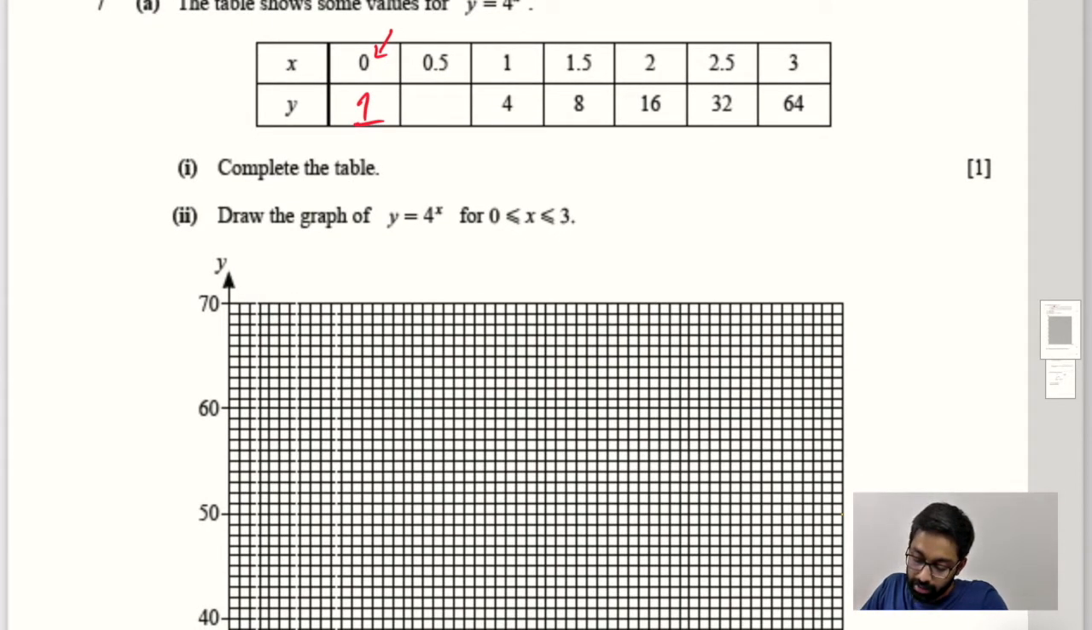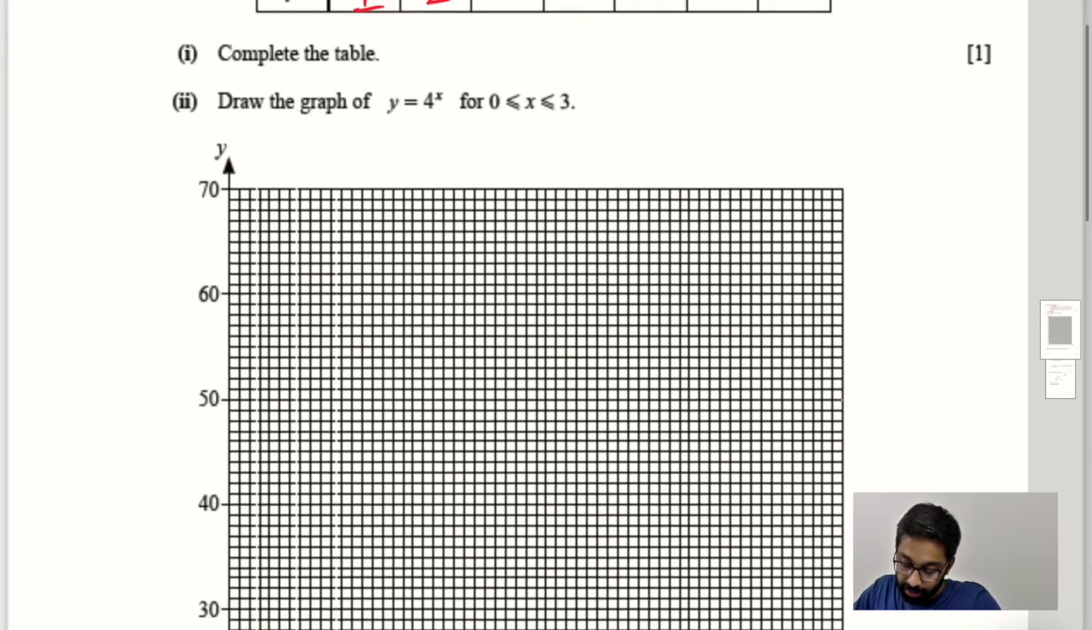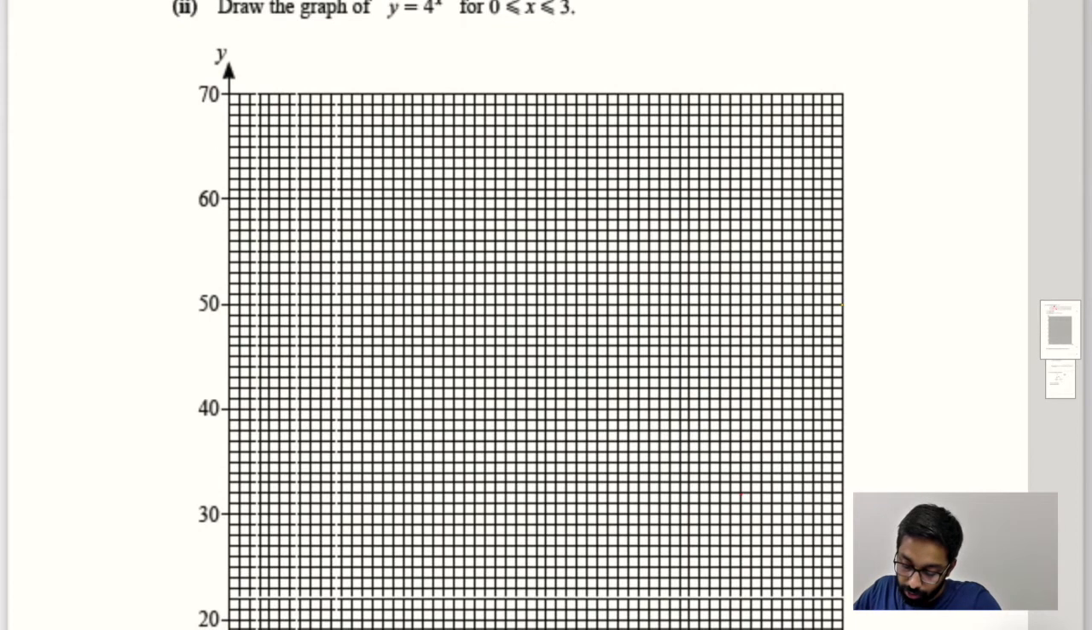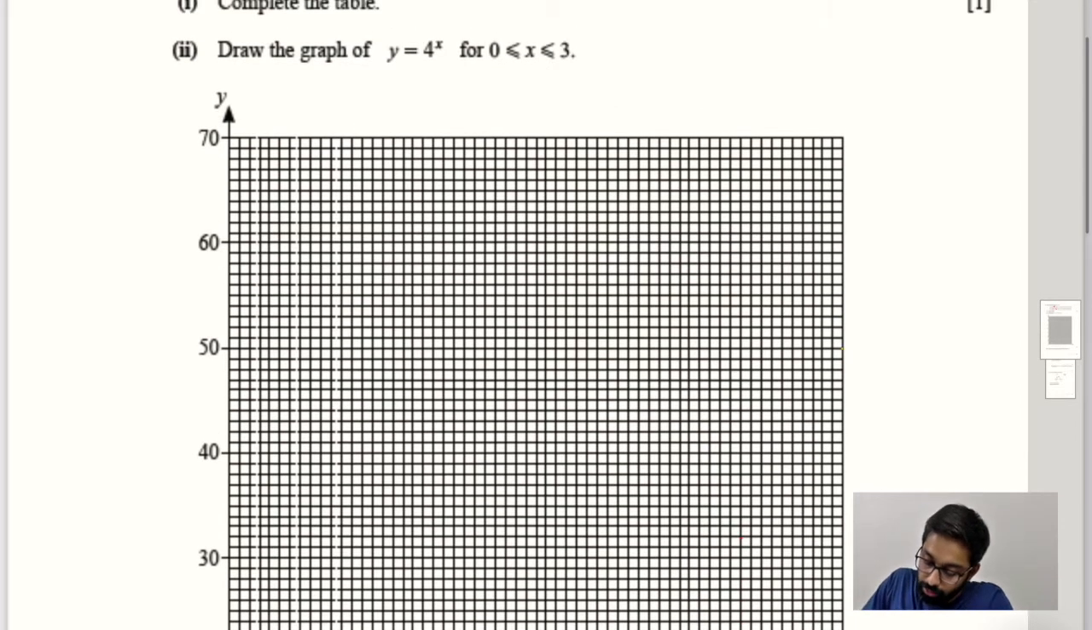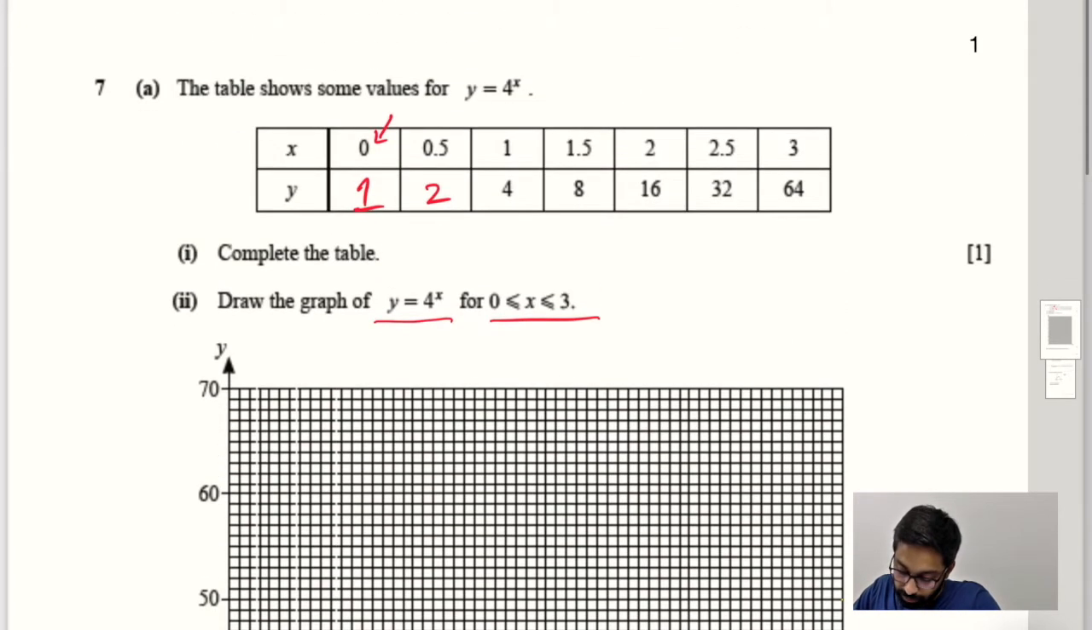Then they say 4 to the power of 0.5, or 4 to the power of half, which means 4 square rooted. You get 2 in this place. Okay, let's move on. Now they've asked you to draw the graph of y equal to 4 to the power of x for this domain 0 to 3. So we have this table.